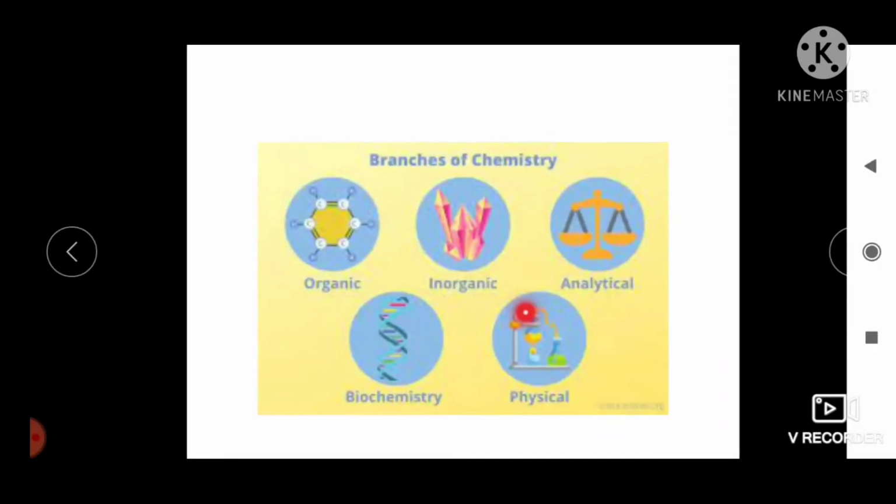And physical chemistry, the explanation of fundamental principles governing various chemical phenomena, is the main concern of this branch. It is basically concerned with the laws and theories of different branches of chemistry. Analytical chemistry, the branch deals with the qualitative and quantitative analysis of various substances. Biochemistry, this branch deals with the chemical changes going on in the bodies of living organisms, plants and animals.